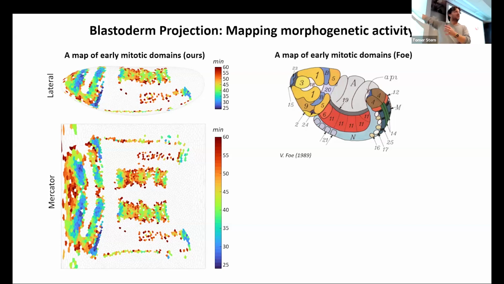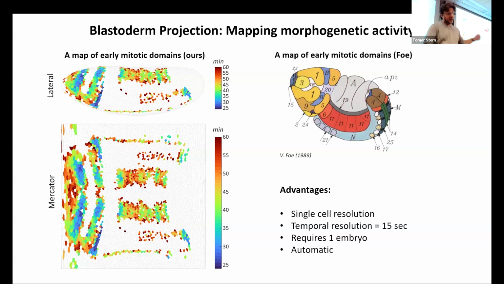I mean, we're using computers, she did it with her brain. But nevertheless, we're using computers, and there are some advantages to that. The advantages are that we're working at single cell resolution and not in manually sketched domains. We know when the cell divides plus or minus 15 seconds. We need only one embryo to do that. We had only one embryo back then. And the last thing is that once you have the data, you just need to click enter and it's done for you. So that's a big advantage.